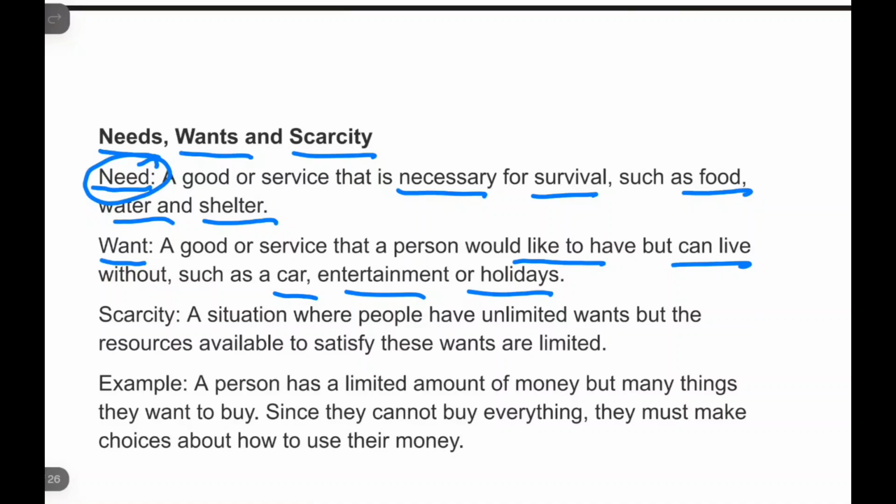Now, the third one is scarcity, a situation where people have unlimited wants, but the resources available to satisfy these wants are limited. So, moving to the example, a person has a limited amount of money but many things they want to buy. Since they cannot buy everything, they must make choices about how to use their money properly. I hope this is clear.